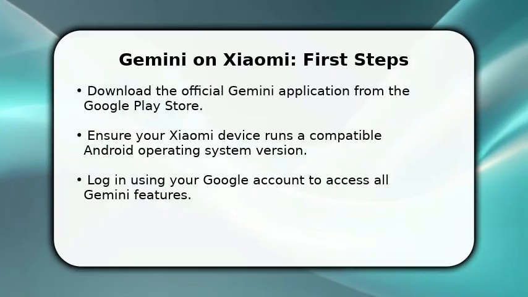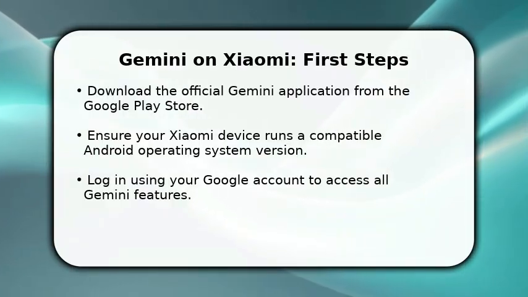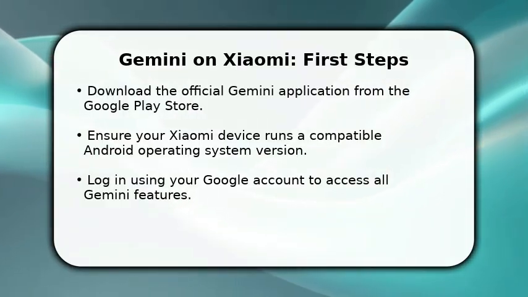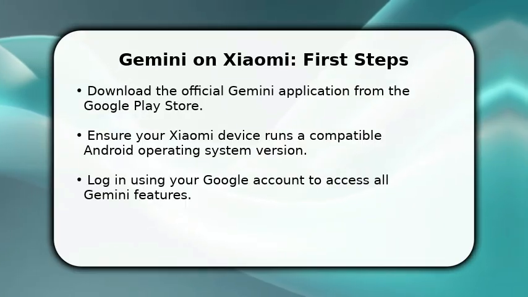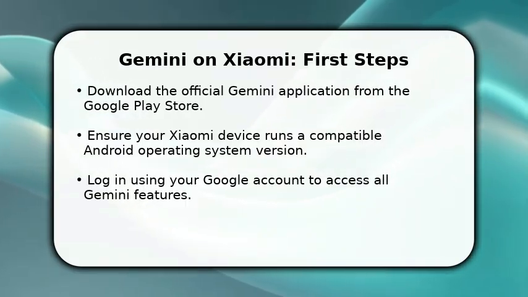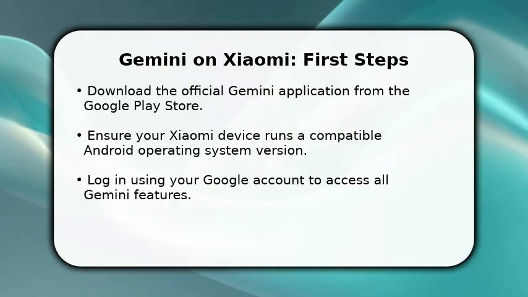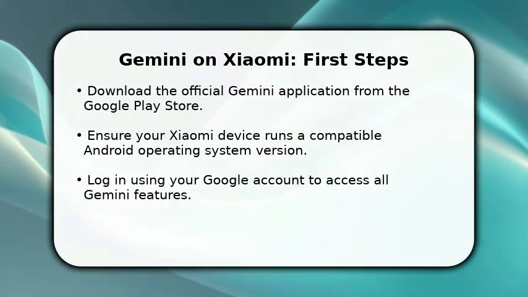In this video, I will explain how to use Gemini on your Xiaomi device. First, navigate to the Google Play Store on your Xiaomi phone and search for the official Gemini application. Once found, tap Install and wait for the download to complete.